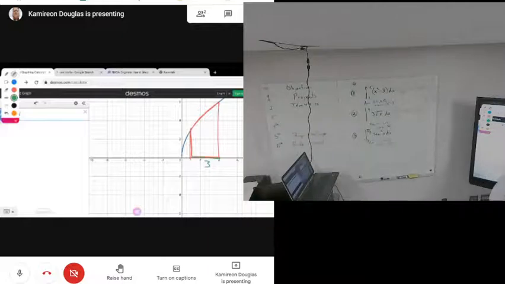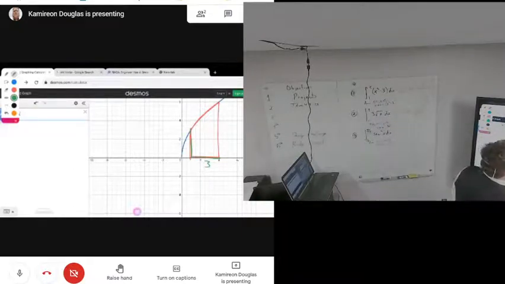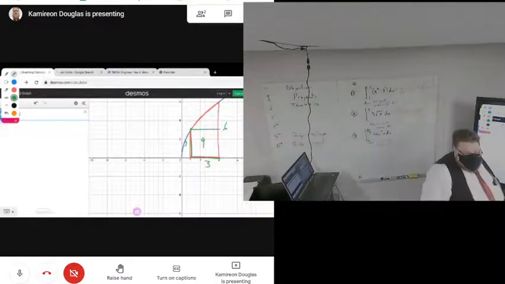This height right here, I could plug in 1 into this function to determine its height, or I could estimate it from the graph. We have a height of 3. This side would have a height of 6. And so just this portion of it is a 3 by 3 square. Just that portion is 9. So you better believe it's bigger than 3. It's much bigger than 3.